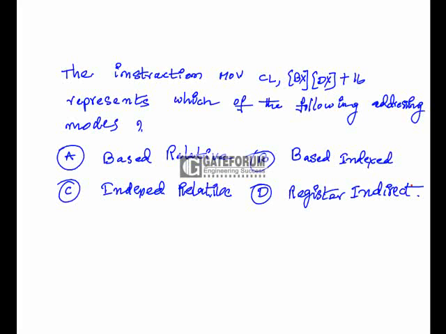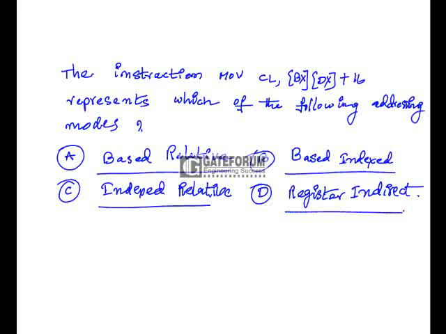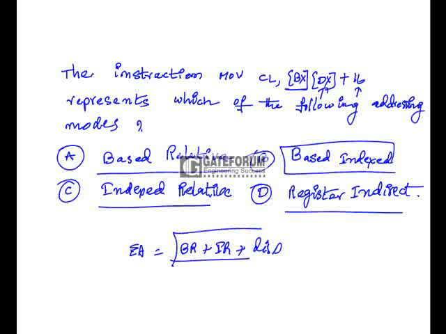Instruction MOV CL, [BX + DX + 16] represents which of the following addressing modes? Option A, based relative. Option B, based indexed. Option C, indexed relative. Option D, register indirect. Actually here BX indicates base and DX indicates the index register. This 16 indicates the displacement value. Normally in base index addressing, the effective address is calculated by adding the base register value plus the index register value plus any displacement. So here base and index plus displacement must be added to identify the effective address. So this comes under based indexed addressing mode. So option B is the right option.